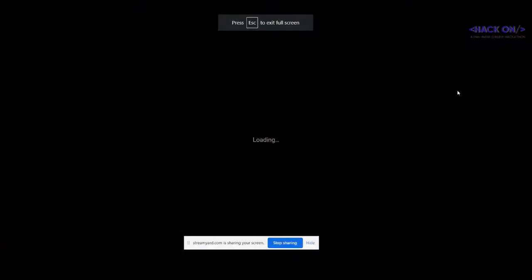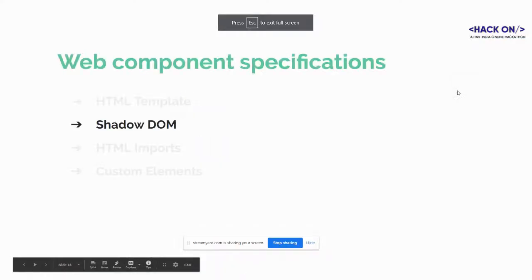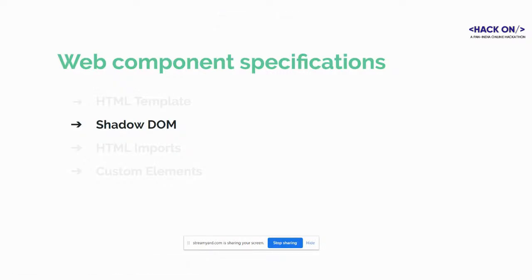Moving on. Next is shadow DOM. Shadow DOM again is a very important concept of the web component specifications. Let's try to visualize this a bit. For example, you're creating a web component, which is a color picker element, and you have a consuming application, which also has something about color picker elements.